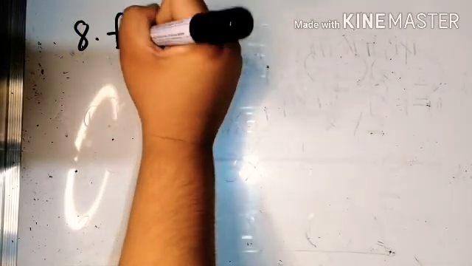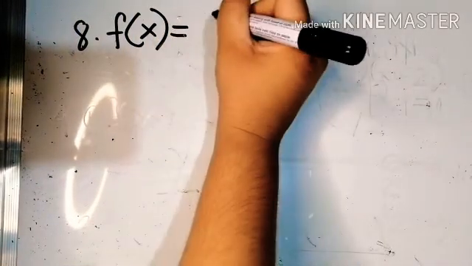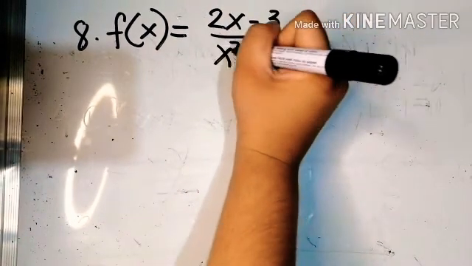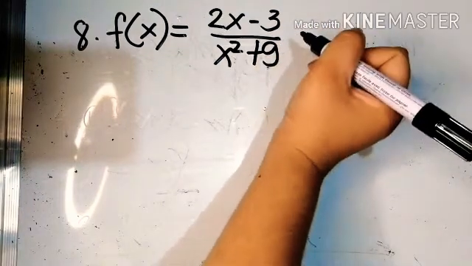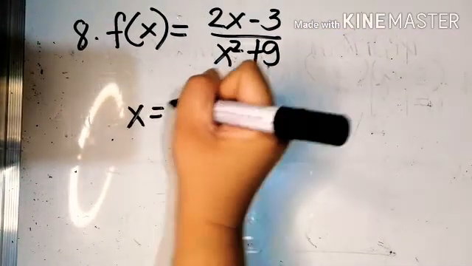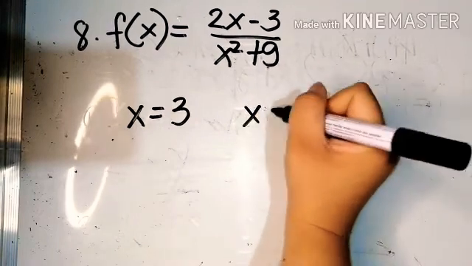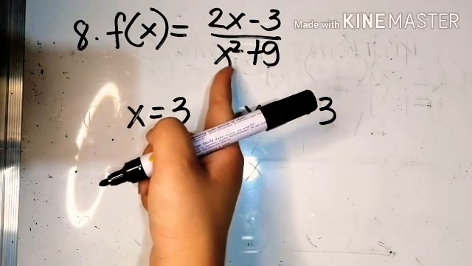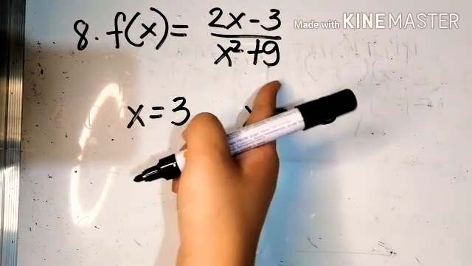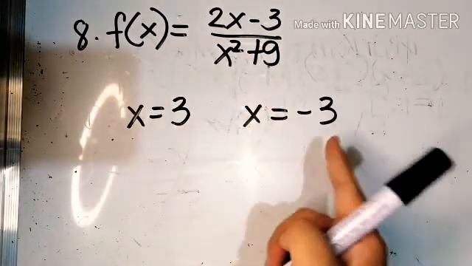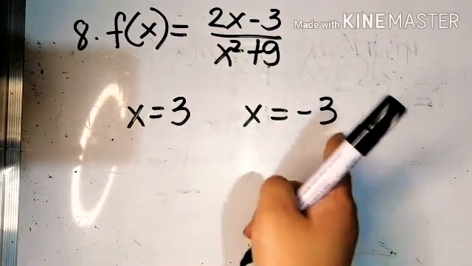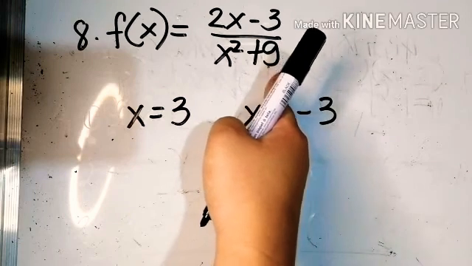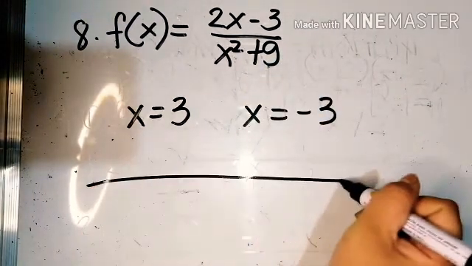Number 8 example. Let's have f of x is equal to 2x minus 3 all over x squared plus 9. Ano yung pwedeng isubstitute natin sa x? Let's try the 3 and negative 3. Pareha siyang 3 pero yung isa positive, isa ay negative. 3 times 3, 9 plus 9 is equal to 18. Let us substitute negative 3. Negative 3 times negative 3 is equal to 9 plus 9, 18 pa rin. So, hindi siya magiging equal to 0.